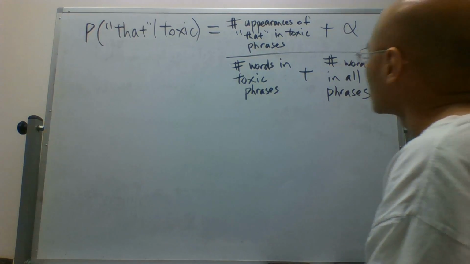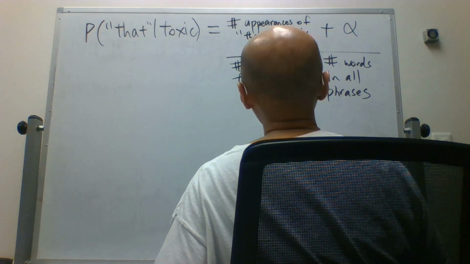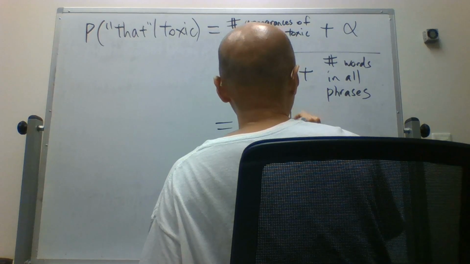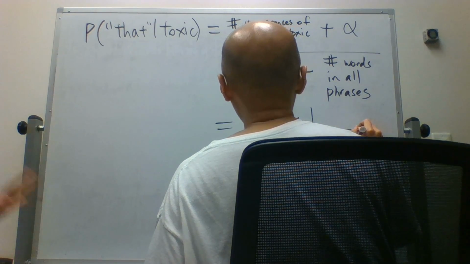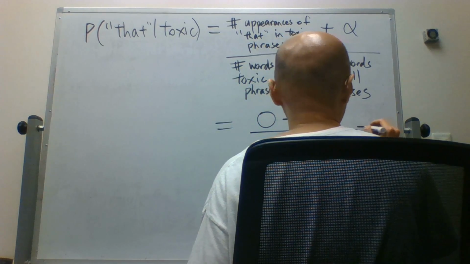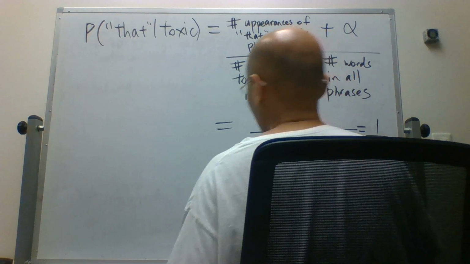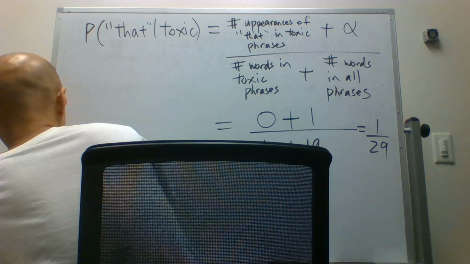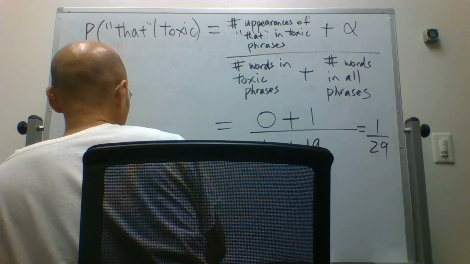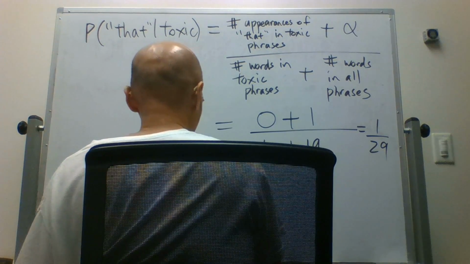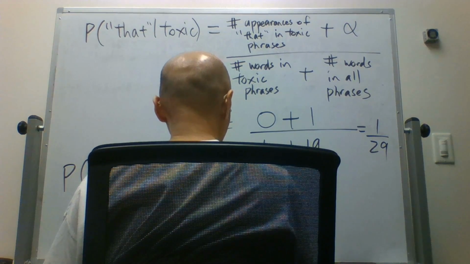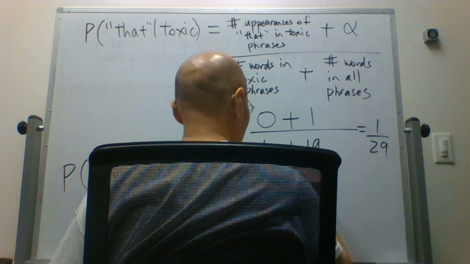Okay. So Mandy, how many times did the word "that" appear in the toxic phrases? It did not appear at all in the toxic phrases. So it will be 0 plus an alpha of 1. And I think we had 10 toxic words plus 19 in all phrases, right? Yes. So this is equal to 1 over 29. Okay. So analogously, we have "that sounds very good". So "sounds" conditioned on toxic: how many times does the word "sounds" appear in the toxic class? It does not appear. Okay, so 0 plus 1 divided by 29. That's equal to 1 over 29.